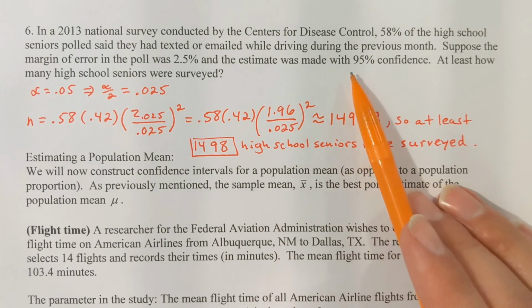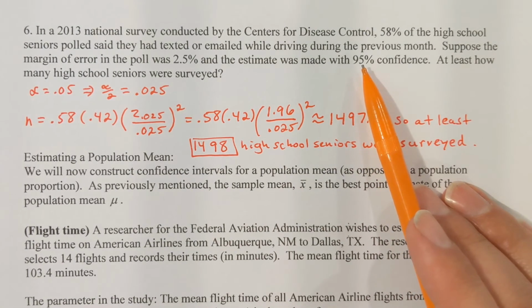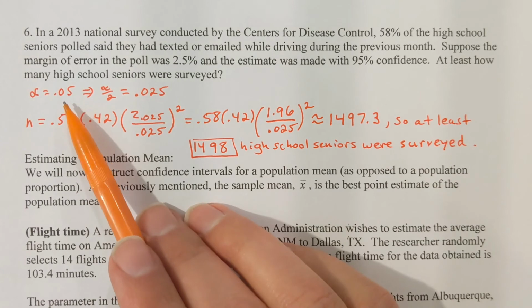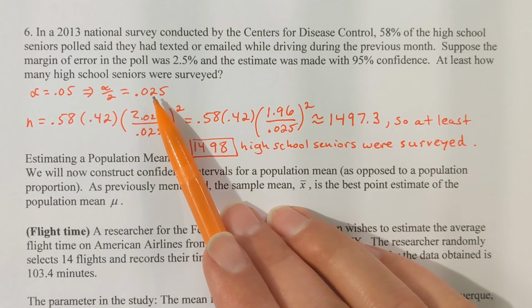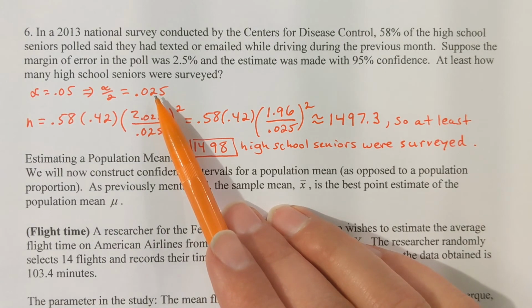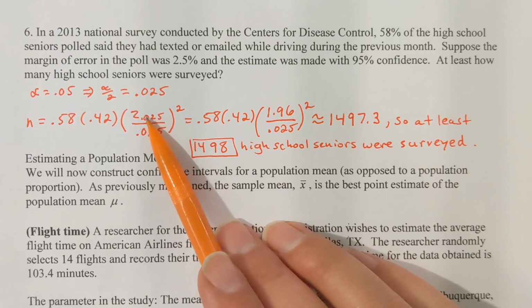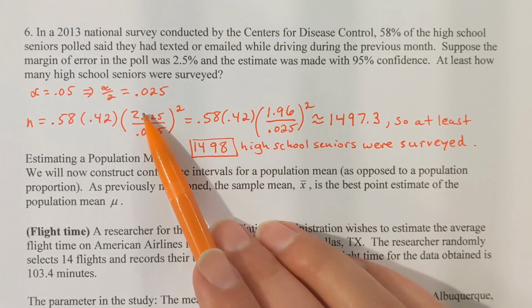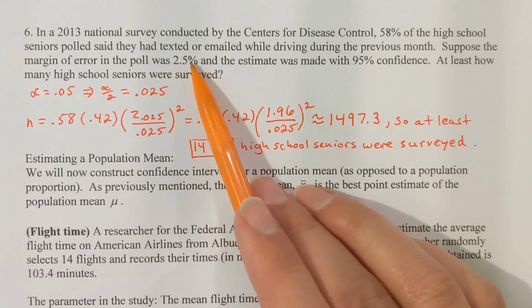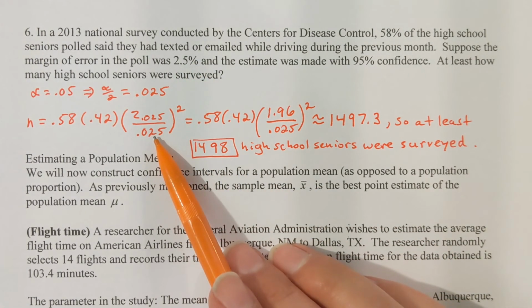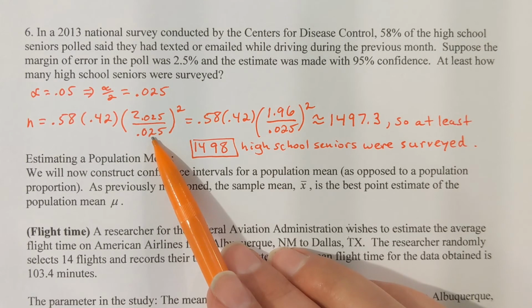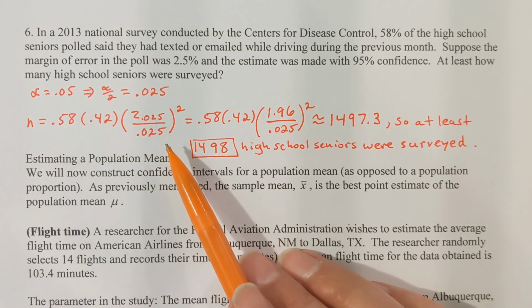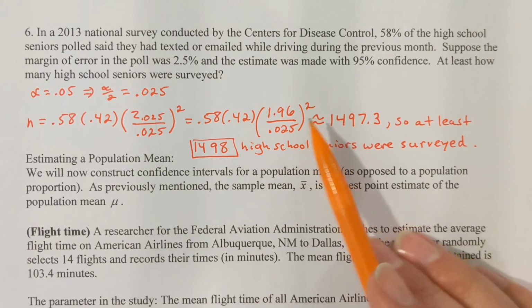The CDC reported all this information with a 95% confidence level. Therefore, alpha is 0.05. Alpha divided by 2, 0.05 divided by 2 would be 0.025. And that's going to be the subscript on the z-score that I'm going to look up on the next line. The margin of error was 2.5%. So in the denominator, you're going to want to convert that percent to a decimal, and that's where I'm getting this 0.025. Okay, so my information is all plugged in. I just got to find n now.